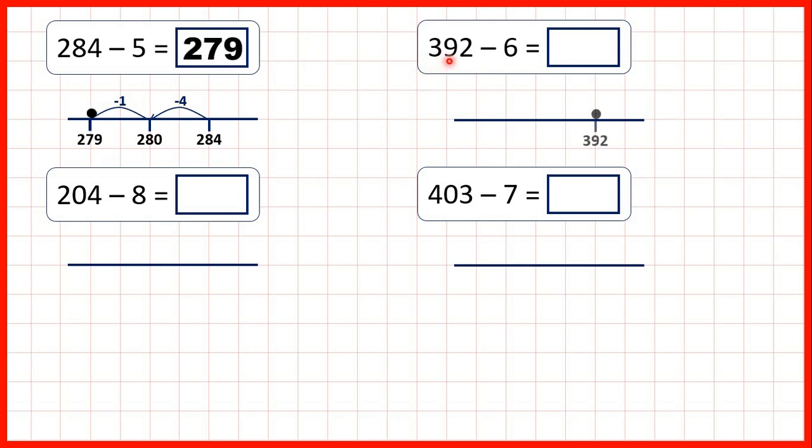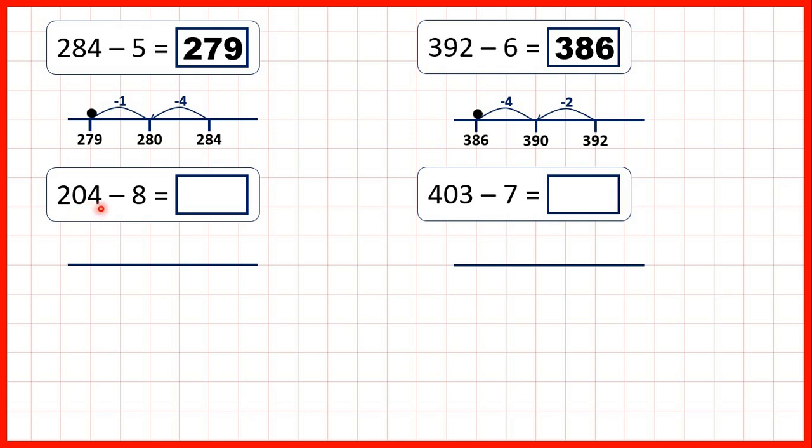Now 392 minus 6. If we subtract the two ones from our number, we go back to 390, and then we need to subtract another 4, because if we subtract 2 and then 4, we've subtracted 6 altogether. So 390 minus 4 is 386. Notice 6 and 4 make a number bond to 10. So our answer is 386.